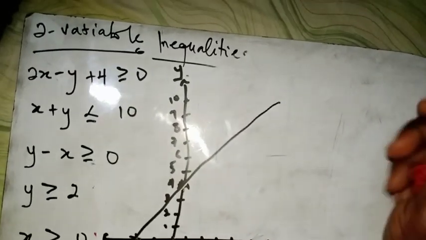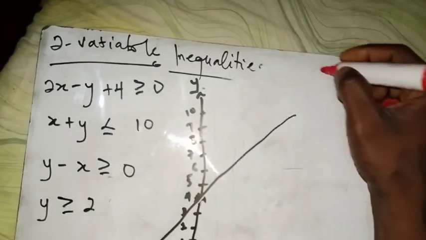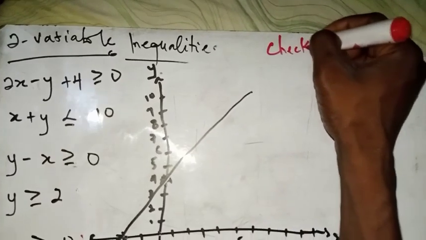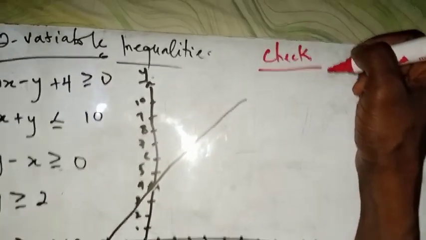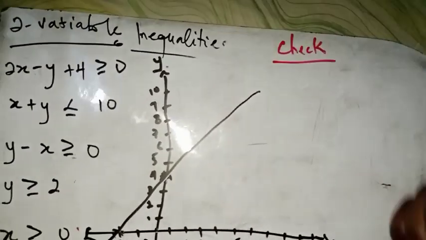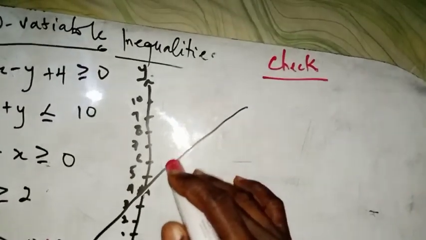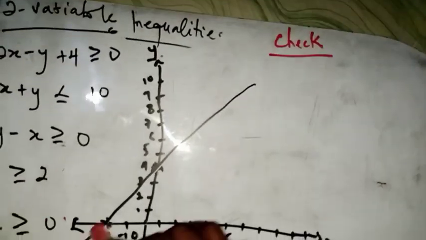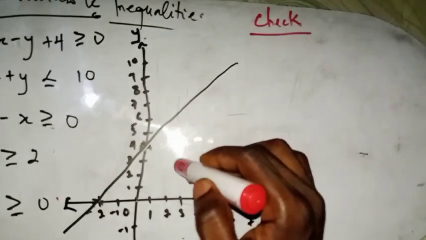So before you can determine the side that you can shade, you are going to check. So that is what you go to the workshop and check. So how do you check? You check by picking anybody that is below the line. So this is the line here. So anybody that is below the line.